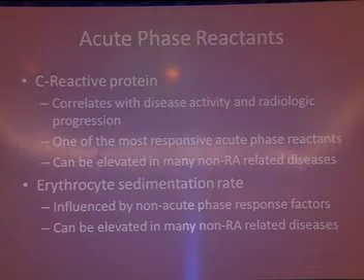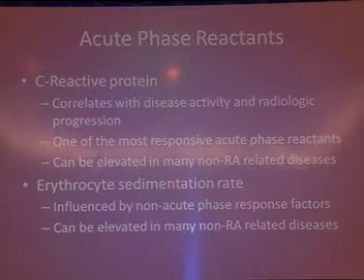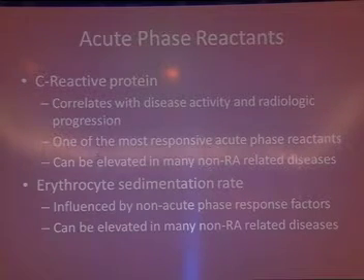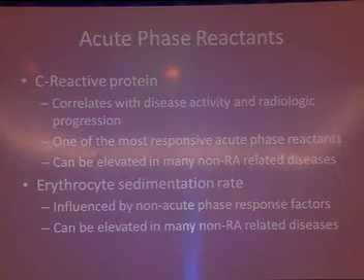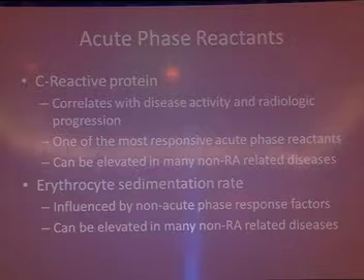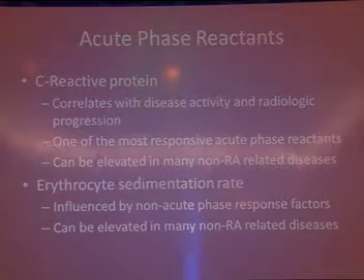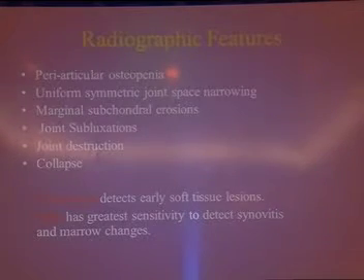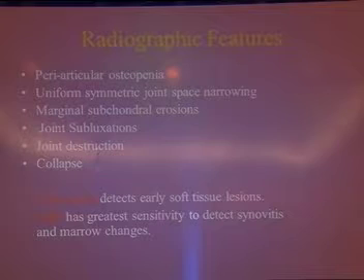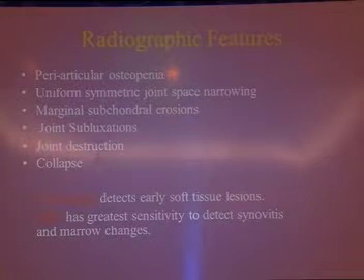Now, C-reactive protein correlates with the disease activity and radiologic progression. One of the most responsive acute phase reactants, it can be elevated in many RA-related diseases. ESR is influenced by non-acute phase response factors and can be elevated in many non-RA-related diseases. The radiograph features are periarticular osteopenia, uniform symmetric joint space narrowing, marginal subchondral erosions, joint subluxations, joint destructions and collapse.